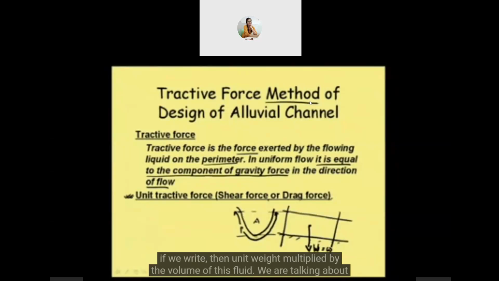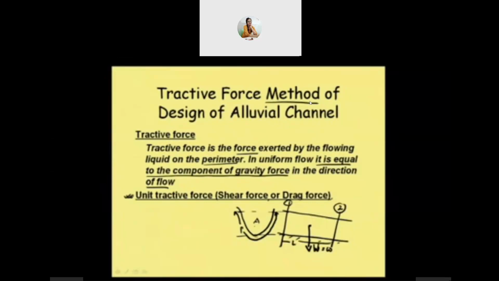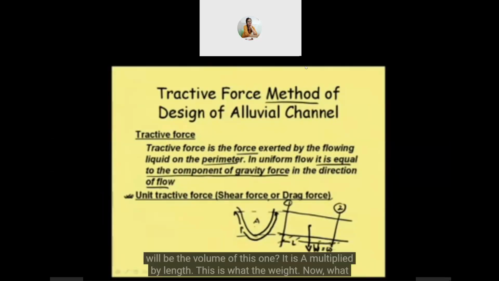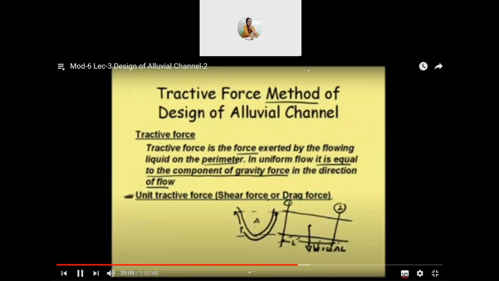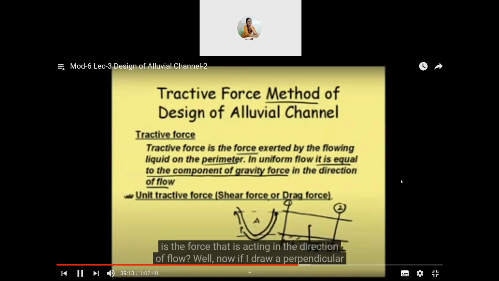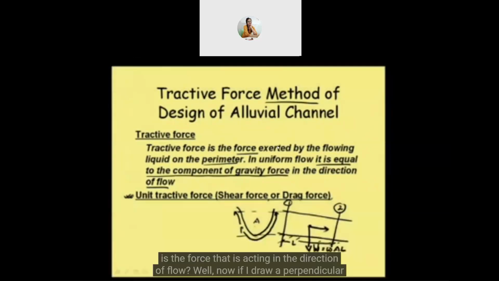Then the weight is the unit weight multiplied by the volume of this fluid. We are talking about the fluid volume between section 1 and 2. What is this volume? If the area is A, and the length of this portion is L, then the volume is A multiplied by length. This is the weight. Now, what is the force acting in the direction of flow? If I draw a perpendicular line, this angle is theta, perpendicular to the plane, because the slope is theta. If I give this angle here, this is also theta.